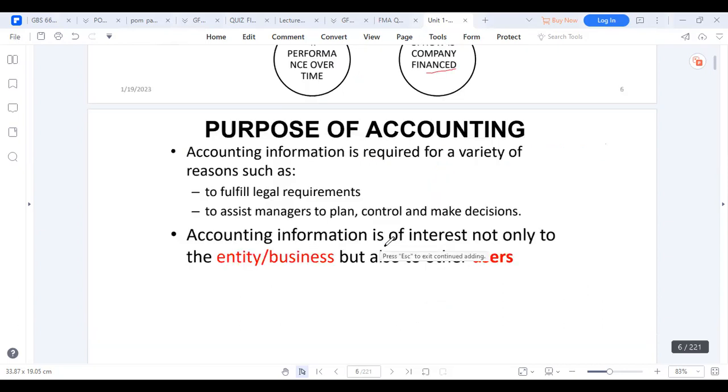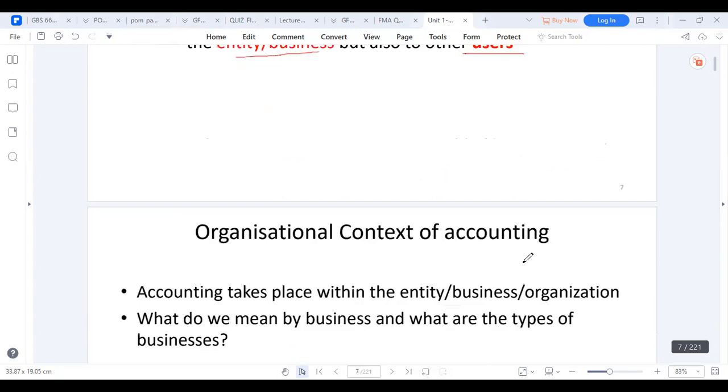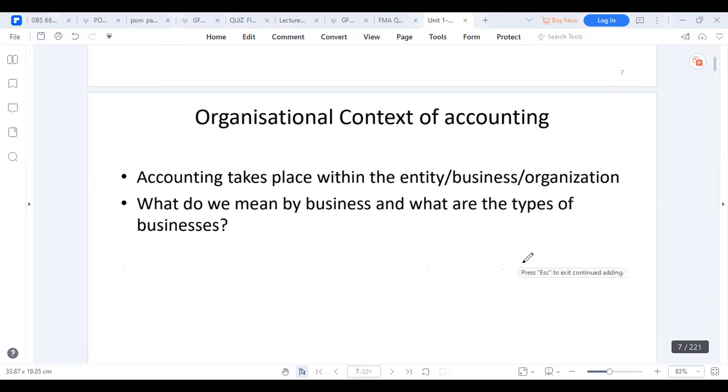All right, so accounting information is required for a variety of reasons: to fulfill legal obligations, to assist managers to plan, control, and make decisions. Also, financial accounting is of interest not only to entities or businesses, but to other users, not non-users, but other users of financial accounting information. So in the context of organization, accounting should take place within any business or organization at a predetermined period, where we're going to now adopt what is called the periodicity concept.